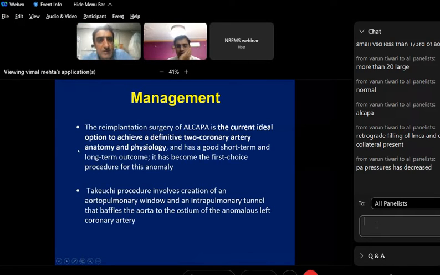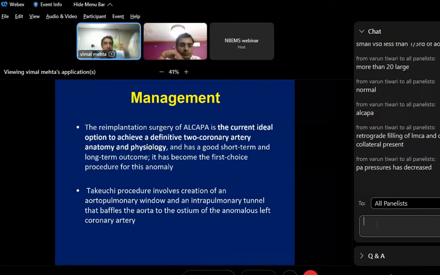So the amendment is obviously reimplantation surgery of the left coronary, the current ideal management, the ideal option. Meaning thereby you remove the coronary artery from the pulmonary artery and reimplant it into the aorta. But coronary button transfer, very good. I am impressed because it is not just the coronary artery. You have to remove the adjoining wall also with it.